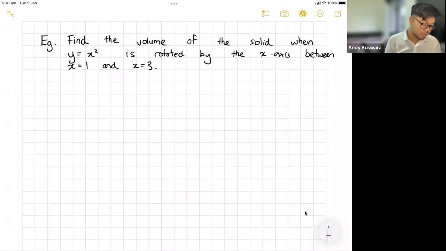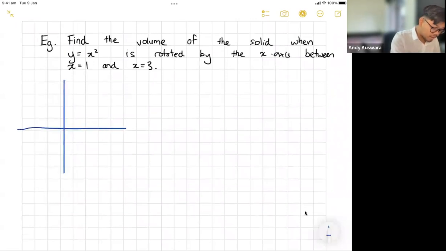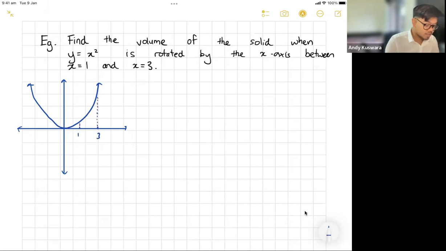Find the volume of a solid when y equals x squared is rotated about the x-axis between x equals 1 and x equals 3. Now do me a favor. I know some of you guys do not like sketching. Sketch everything, not even joking. All right, so y equals x squared, a nice parabola between x equals 1 and x equals 3. Now keep in mind, what I said was a sketch. I don't want a graph.